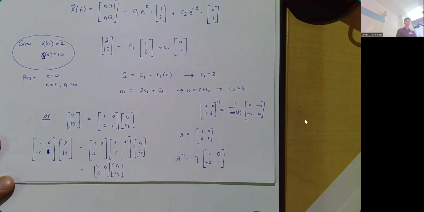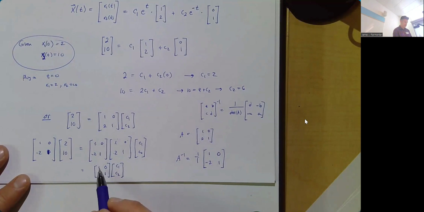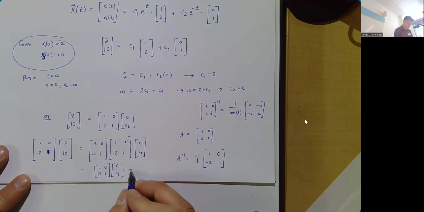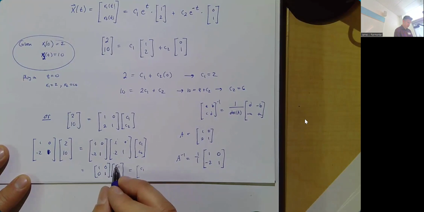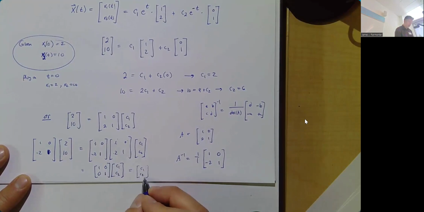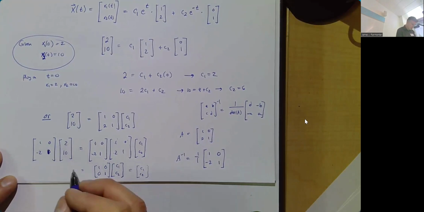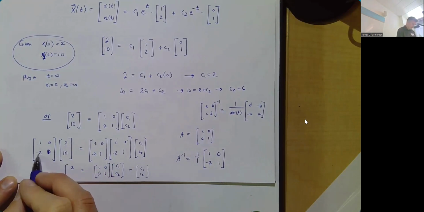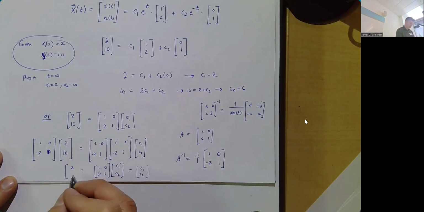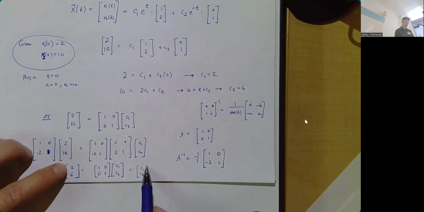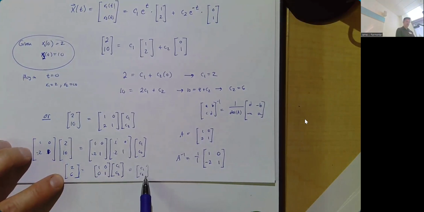And what's special about the identity matrix is that when you multiply the identity matrix by any other matrix, you just get that other matrix. It's literally like multiplying by 1. This times that, 1 times C1 plus 0 times C2 is C1. 0 times C1 plus 1 times C2 is C2. On the left-hand side, 1 times 2 plus 0 times 10 is 2. Negative 2 times 2 plus 1 times 10 is negative 4 plus 10, which is 6. Oh, look. We get the same values for C1 and C2 as we did doing it this much easier way over here.